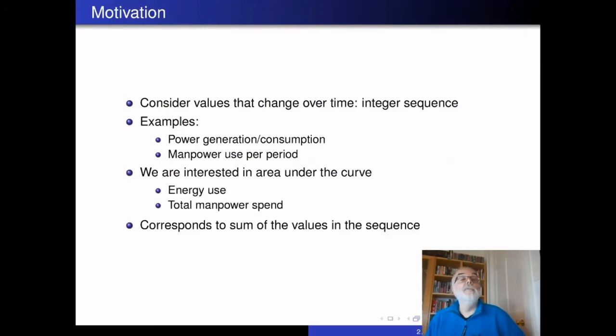We are looking at values that change over time given as an integer sequence. And that can be, for example, the output curve of a power plant, or the power consumption of a data center, or the manpower used per period in a scheduling problem. We are interested in the area under the curve, and that is equal to the sum of the values in the sequence. And that area under the curve describes the total energy use or the total manpower spent. So it's the typical objective in an optimization problem.